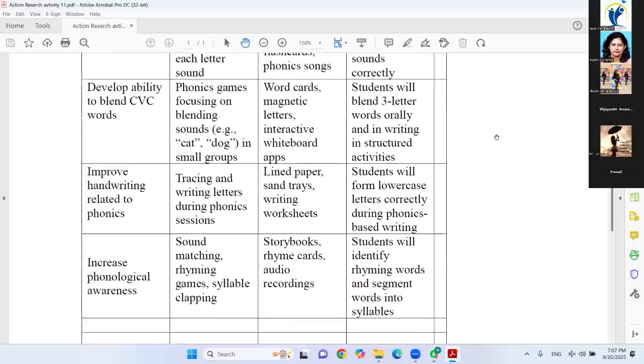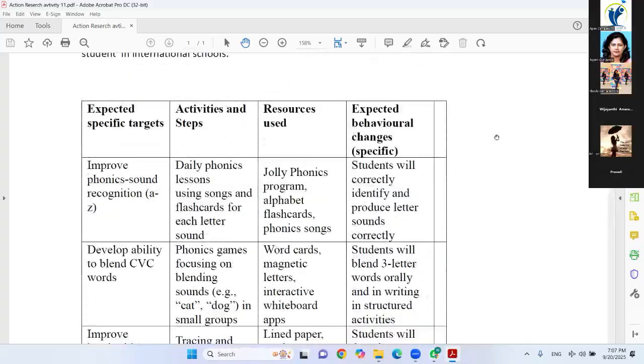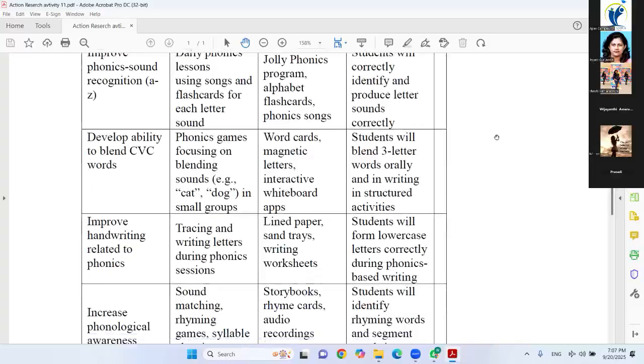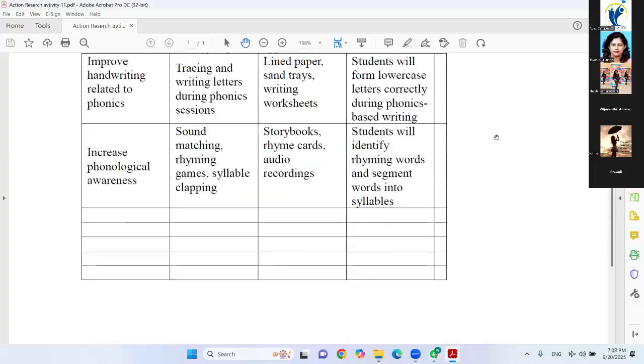Next one, improve handwriting related to phonics. Tracing and writing letters during phonics sessions. Resources: line paper, sand trace, writing worksheets. Students will form lowercase letters correctly during phonics-based writing. Increase phonological awareness: sound matching, rhyming games, syllable clapping, storybooks, rhyme cards, audio recordings. Students will identify rhyming words and segment words into syllables.